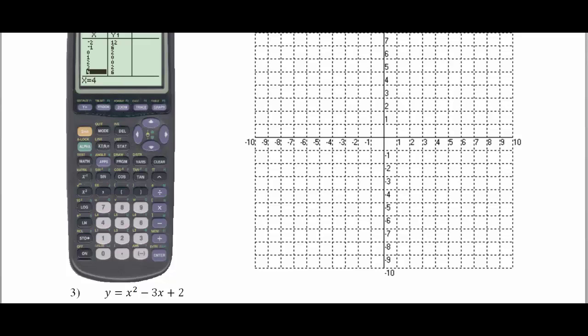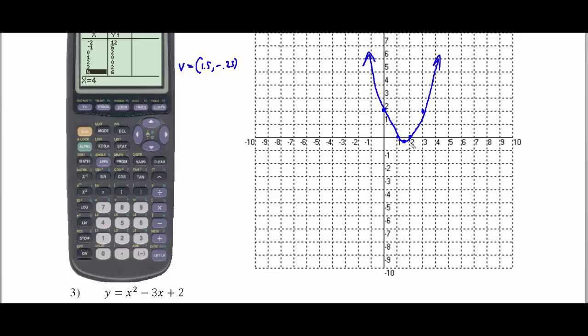So before I forget, this is going to be at the vertex, and the vertex was at 1.5 and negative 0.25. So that right there is going to be about here. Looks like there's a dot between the 1 and the 2. And I'm going to use these points here to finish up my 5-point minimum criteria. So (1, 0), (2, 0), and then (0, 2), and then (3, 2), and let's make our parabola like so.